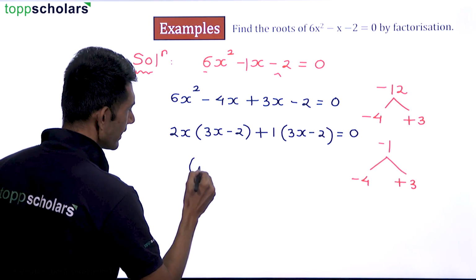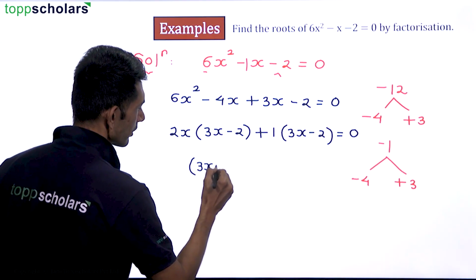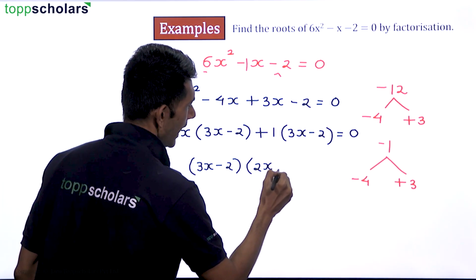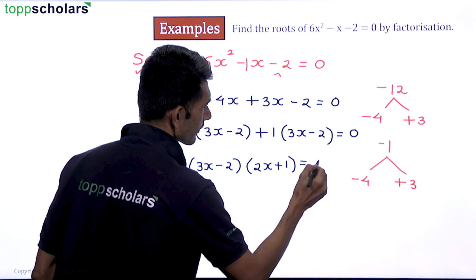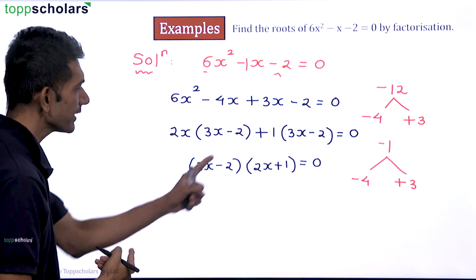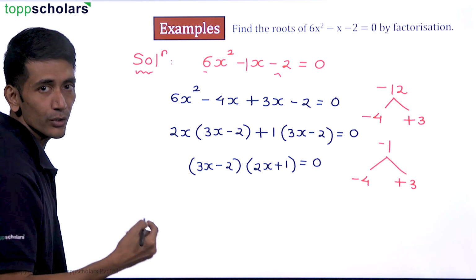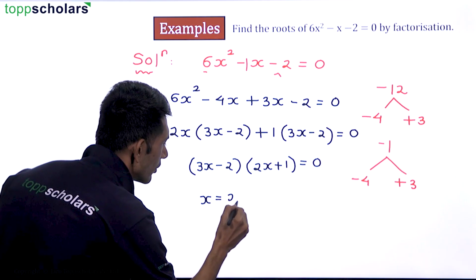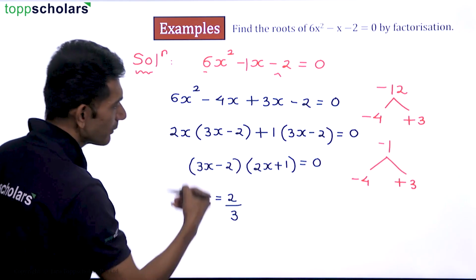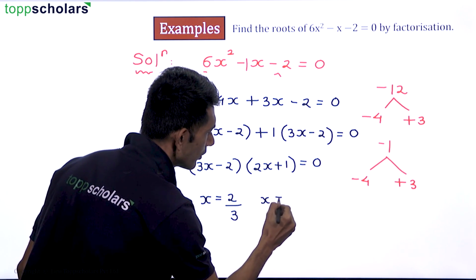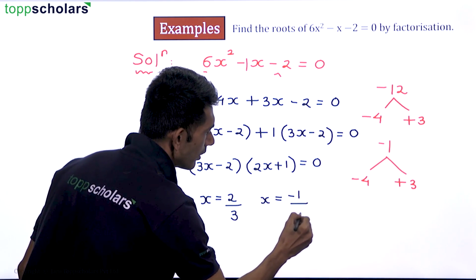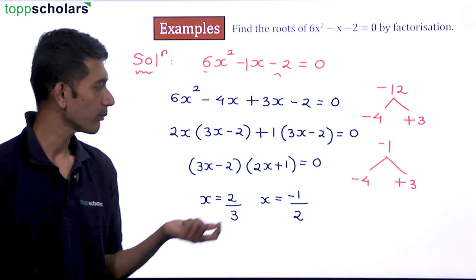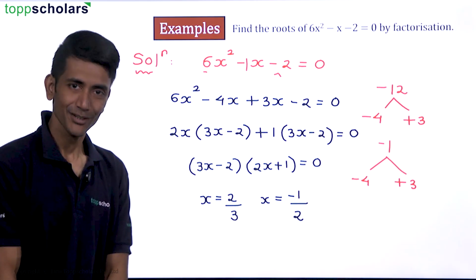So from here you will write down 3x minus 2 and 2x plus 1 equal to 0. So if 3x minus 2 is equal to 0, can I say x will be equal to 2 by 3? So from here I get x is equal to 2 by 3, and from the other bracket I get x is equal to minus 1 by 2. So these are the two roots of the quadratic equation. I hope you have understood how to solve problems based on factorization method, right? Simple? Okay.